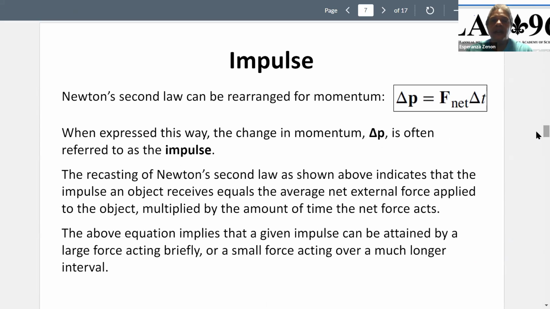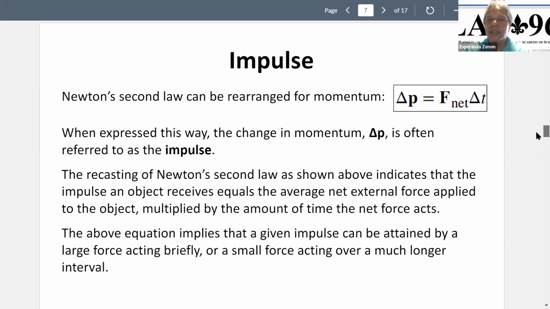And I like to call impulse momentum's first cousin. You know, first cousins are often close to one another, and you know they share their secrets and they hang out together and those kinds of things. Well, impulse and momentum are kind of related like that, but it's not actually momentum, it's the change in momentum. So if we say change in momentum is equal to F net times delta T.